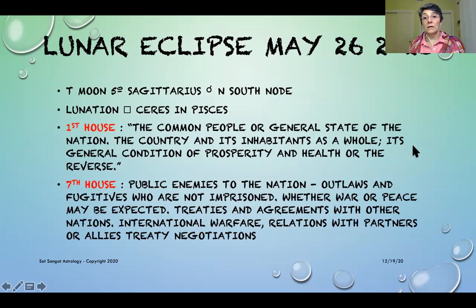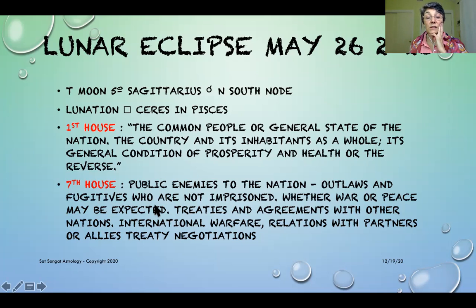And this is the description that I just gave you. The first house is the common people, or the general state of the nation, the position in the world, the country and its inhabitants as a whole. It's a general condition of prosperity and health, or the reverse, right? It could be anything. So the health of the country in general, not meaning the actual health of people, but how well the country is doing in prosperity, and how well the country functions.